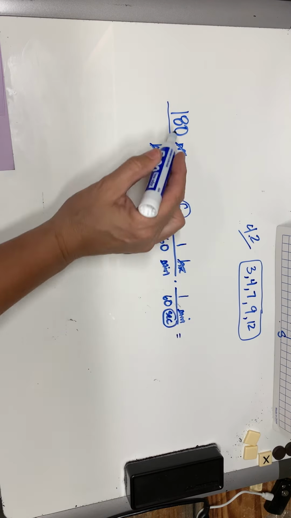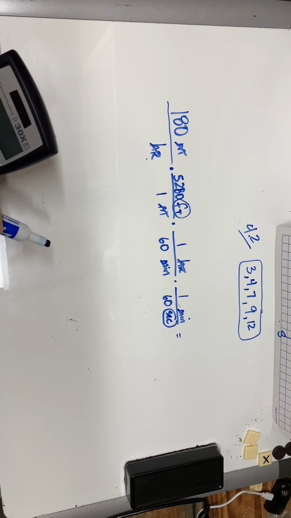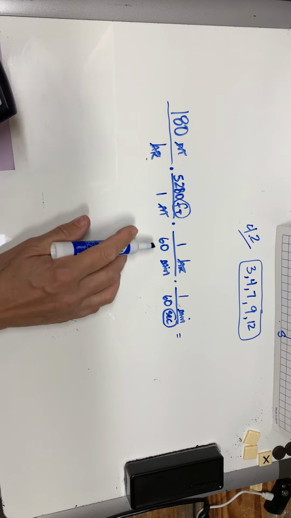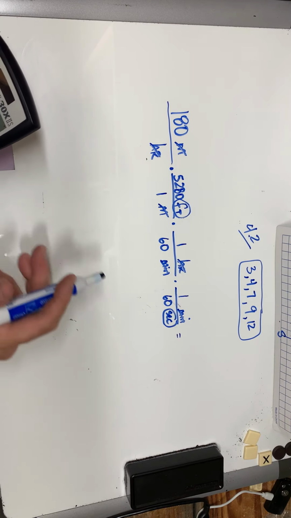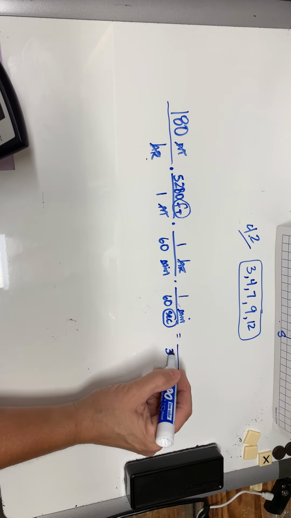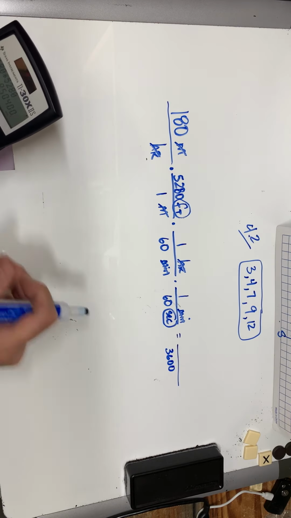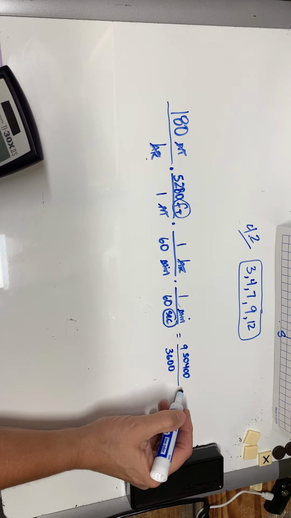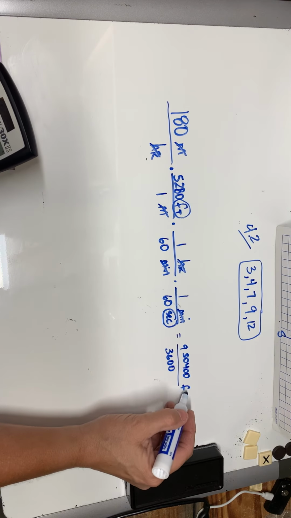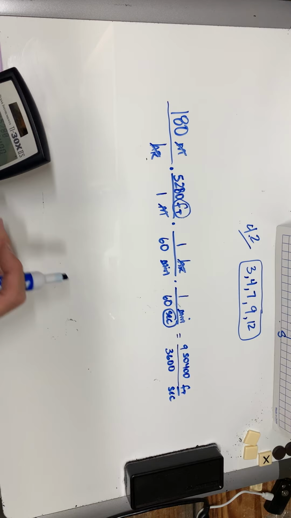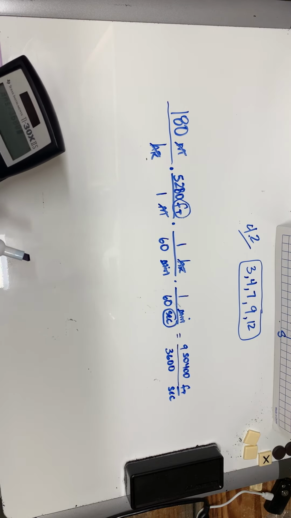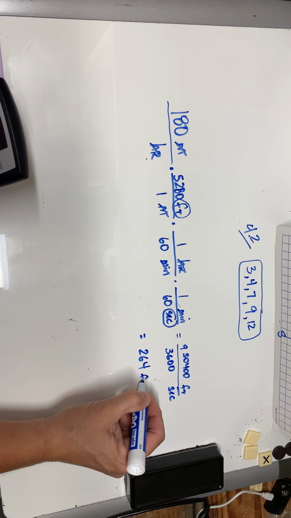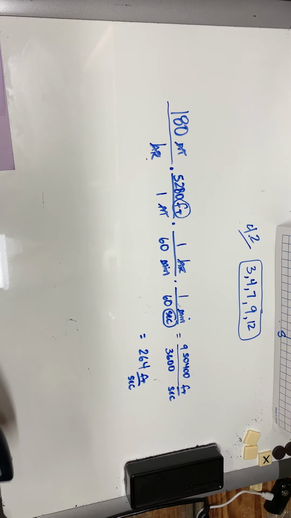So I'm going to multiply the top, 180 times 5,280, and then I'm going to divide by 60 times 60. So 60 times 60 is 3,600. The top I've got 950,400, and this is feet per second. So my final answer would be 264 feet per second. Okay.